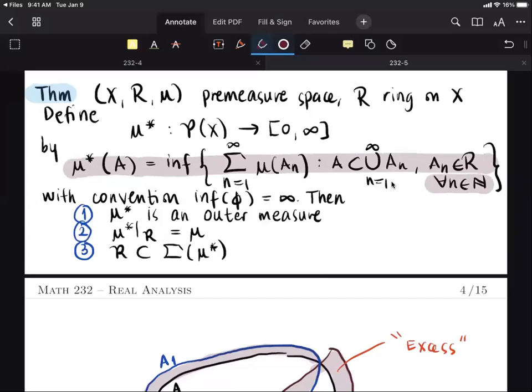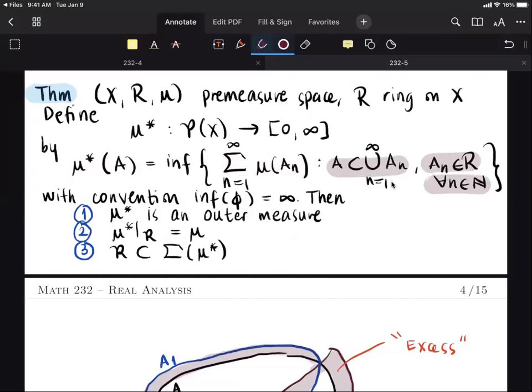So first, you take a covering of A, where the sets A sub n are in the ring for all n. You take the sum of the measures, the pre-measures, and then among all these possible coverings, take the infimum over all these sums.